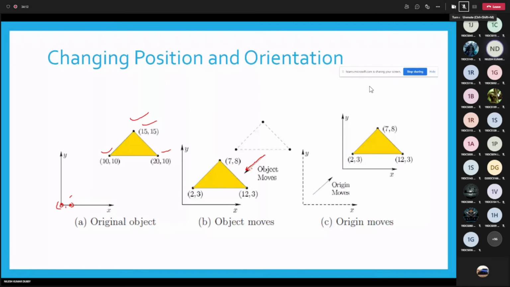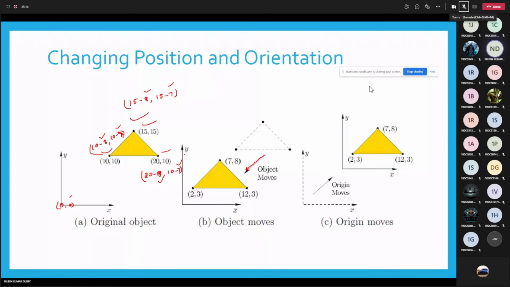You can say 15 minus 8, 15 minus 8, then 15 minus 7. Here you can say 10 minus 8 and 10 minus 3. And here 20 minus 8 and 10 minus 7. So you can see now the amount of change is the same. Are you agree? You are seeing 8, 7, 8, 7, it is 8 and 7. That's why this object now becomes close to the origin.